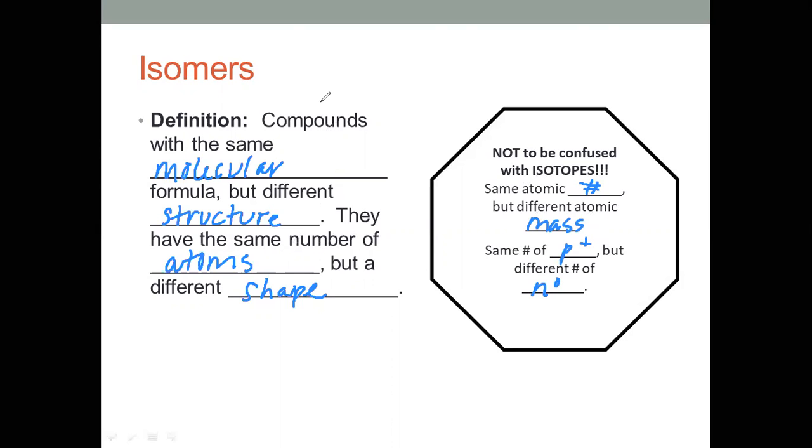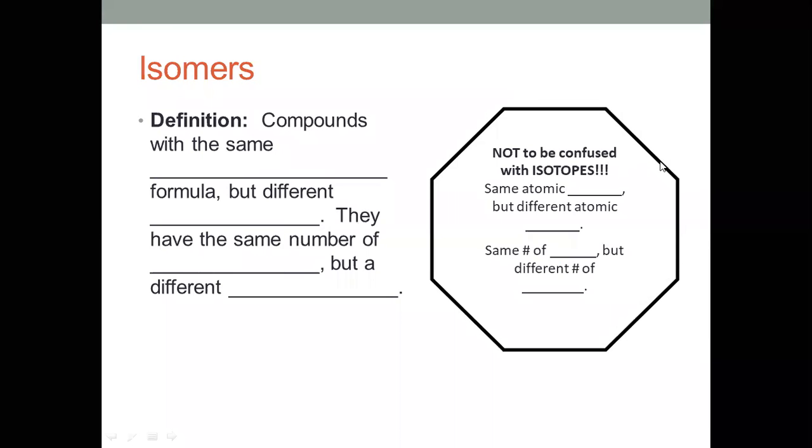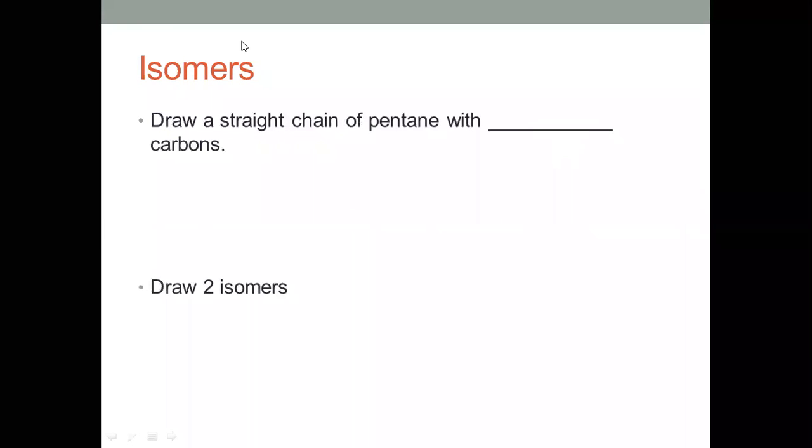Okay, so what we're going to do on this page is, first thing I'd like you to do is draw a straight chain of pentane. So you should be able to easily do this by now. And if you can't, I would go back and watch the video from the first day. Okay, so pentane, so think about the prefix. Pent has 5 carbons, and ANE means single bonds because it's an alkane.